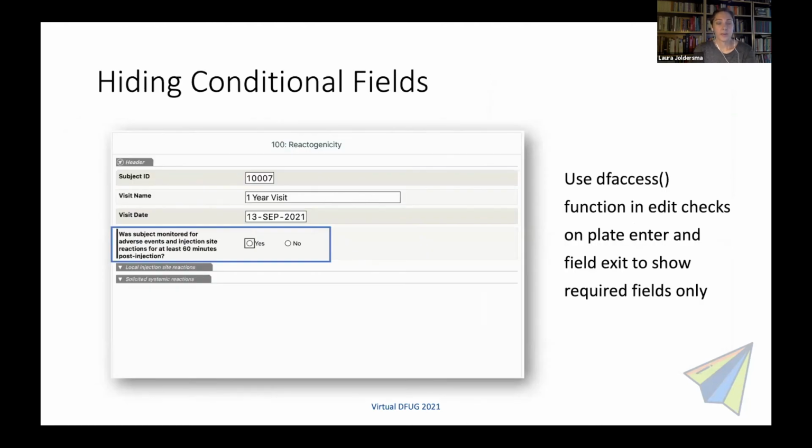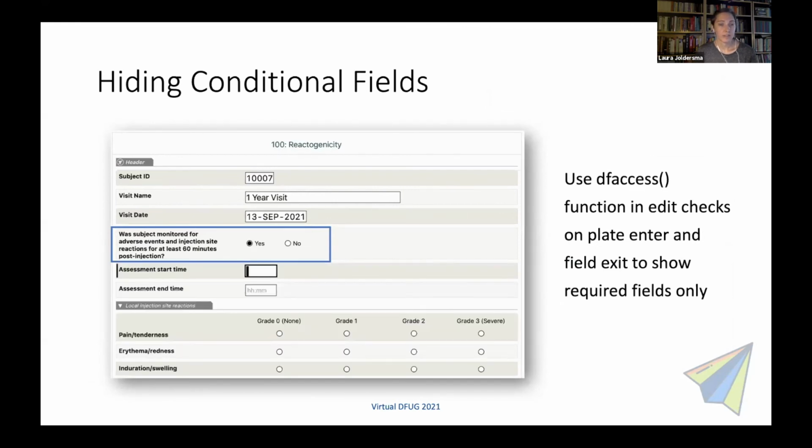And then the other cool thing with eCRFs is being able to hide conditional fields, so restricting what you actually see on the CRF as you're doing data entry to only those fields that are required. This is an example where I have a yes/no question that asks whether an assessment or a procedure is done. Because I haven't answered yes or no yet, I don't see any other fields on that CRF. We do this using the DF access function in an EdCheck, which we place both on field enter and on field exit so that things change as the data gets entered.